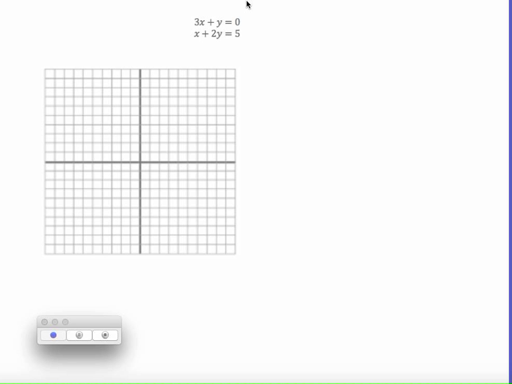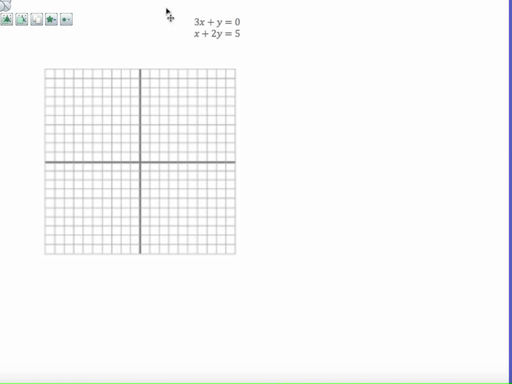So I can solve either equation for either variable, x or y. So it probably makes sense to either solve this one for y or that one for x, because there's no coefficient on the x or the y, it just makes it a little bit easier. So let's solve this first equation for y.